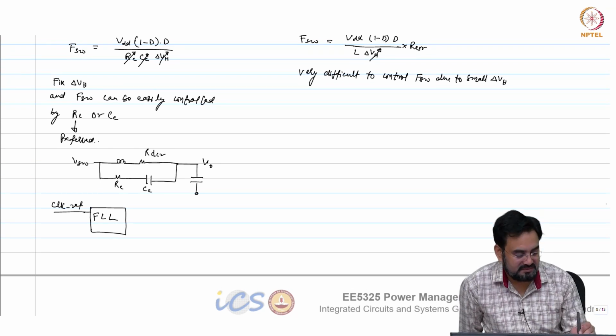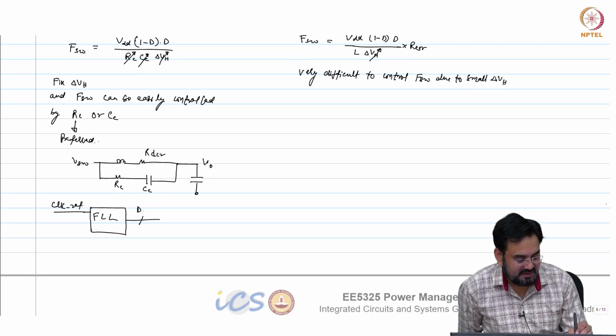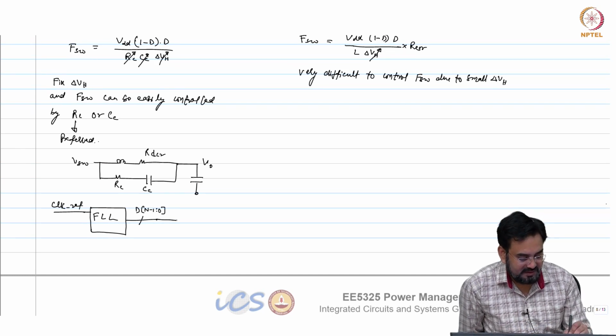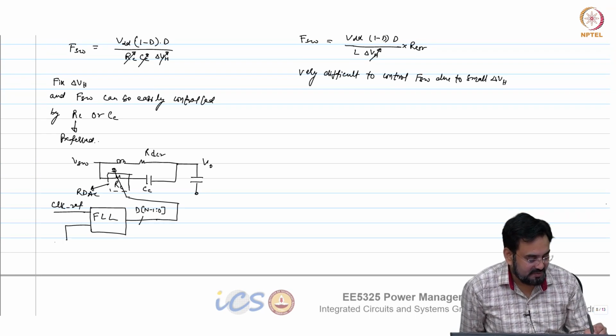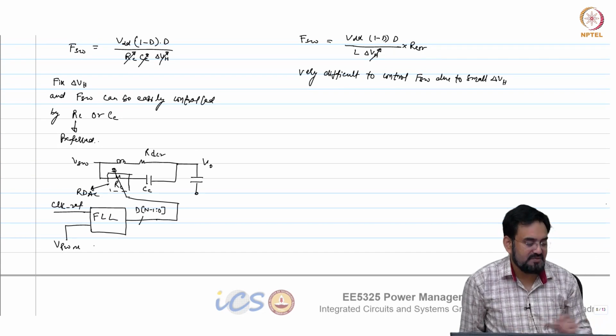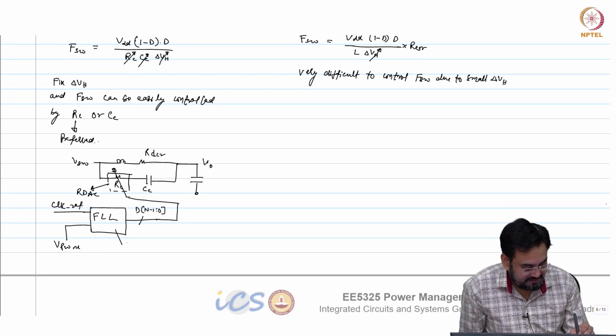FLL is nothing but a frequency locking loop, and it generates a digital code D, n minus 1 to 0. It is an n-bit code, and it goes back here and controls your resistor. This is nothing but an RDAC, a resistive DAC, and this needs to be compared with VPW. This is the frequency locking loop.